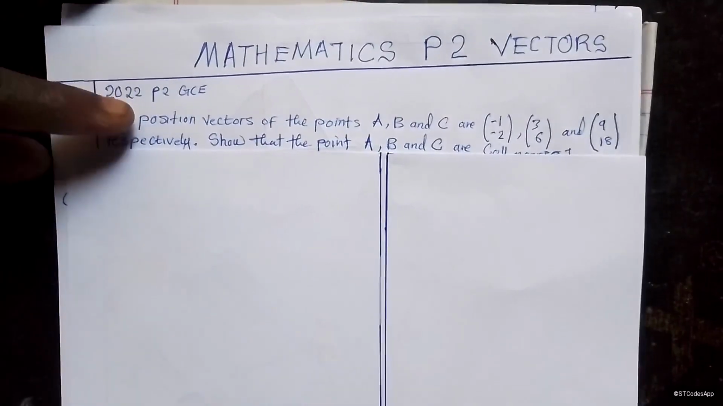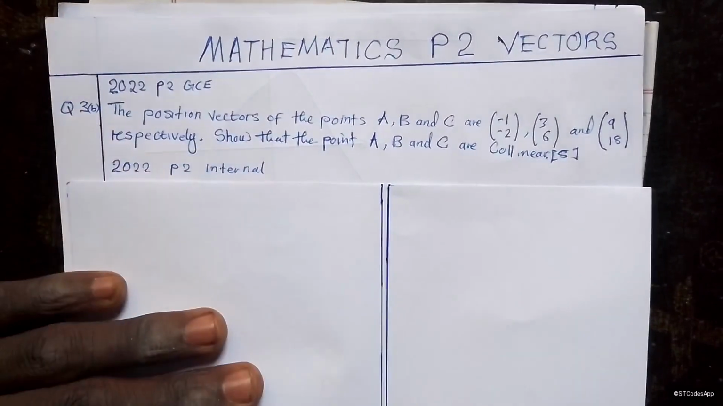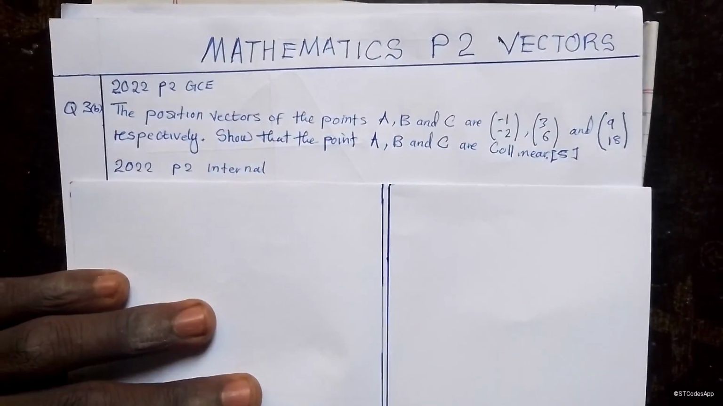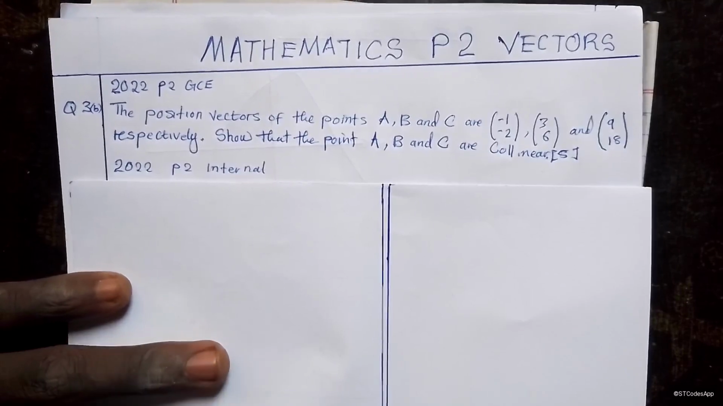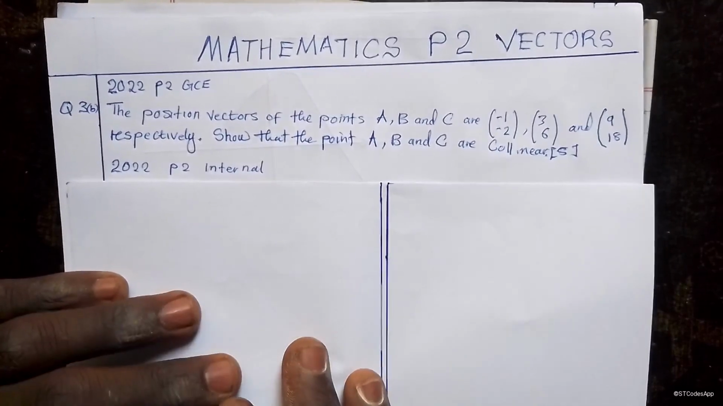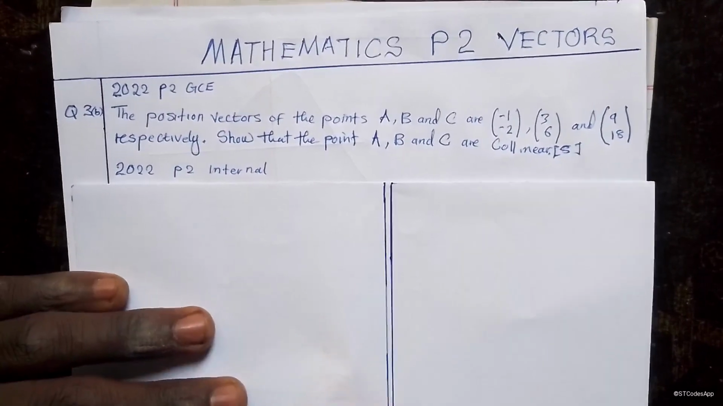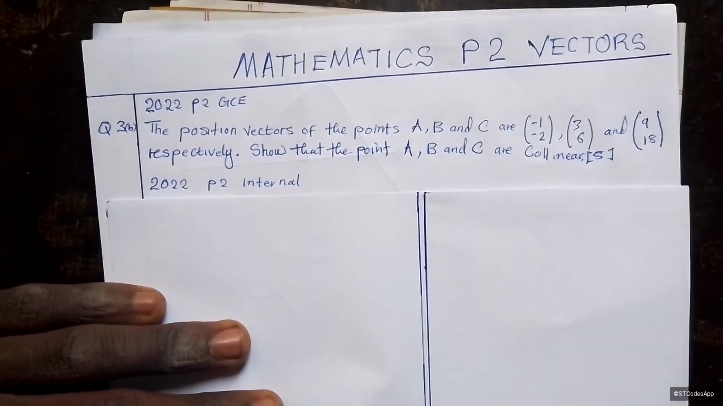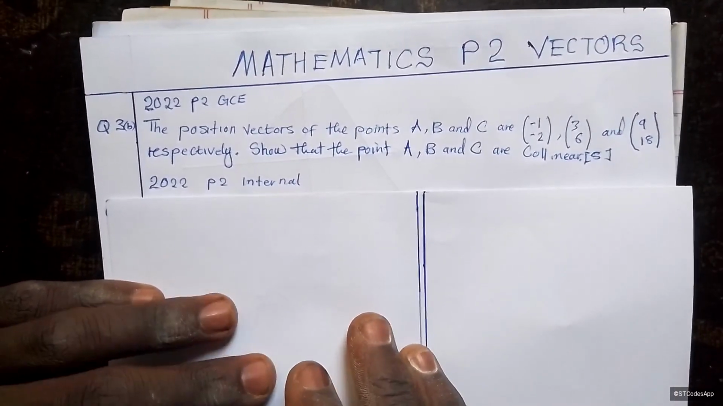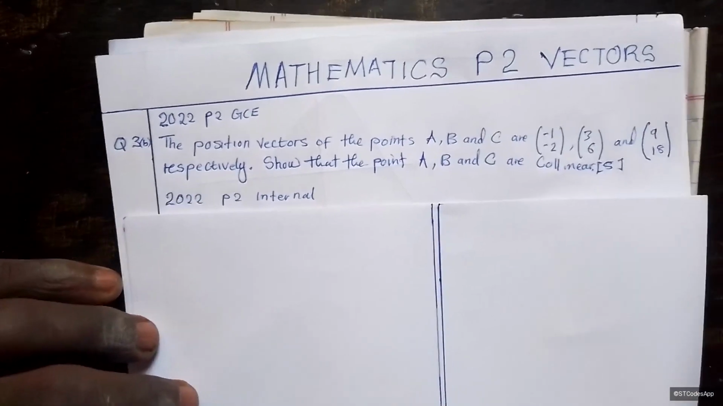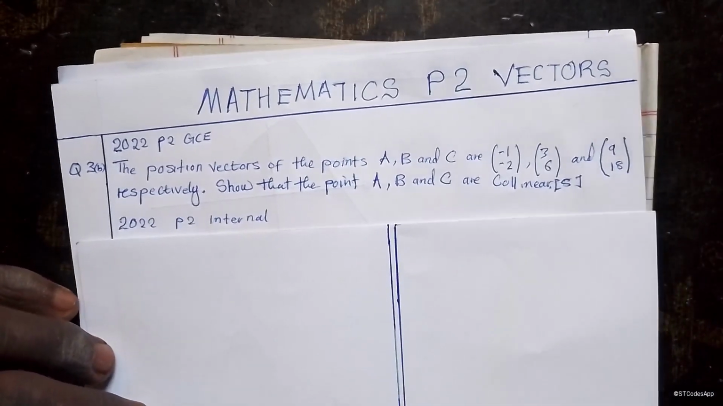Guys, in this video we will be looking at mathematics paper 2, vectors, specifically question 3 from 2022 GCE and internal. In this part, I just want to show you how to prove collinearity, or how to show if points are collinear. So I'll start with the 2022 paper 2 GCE.